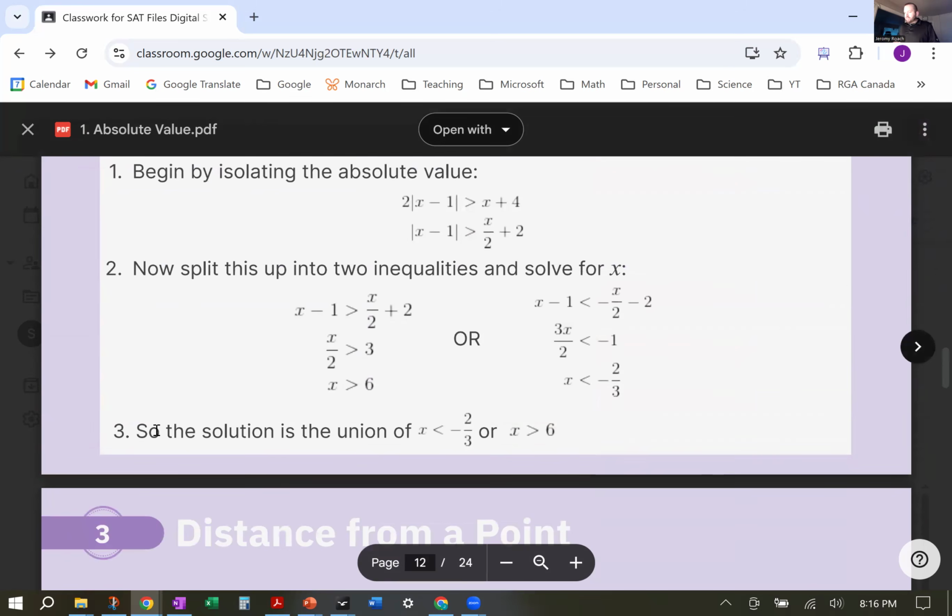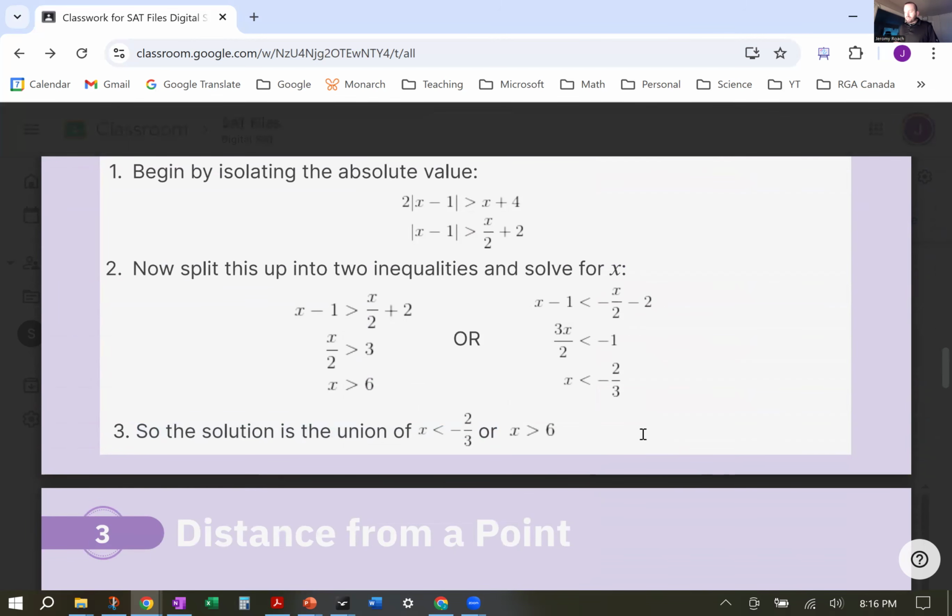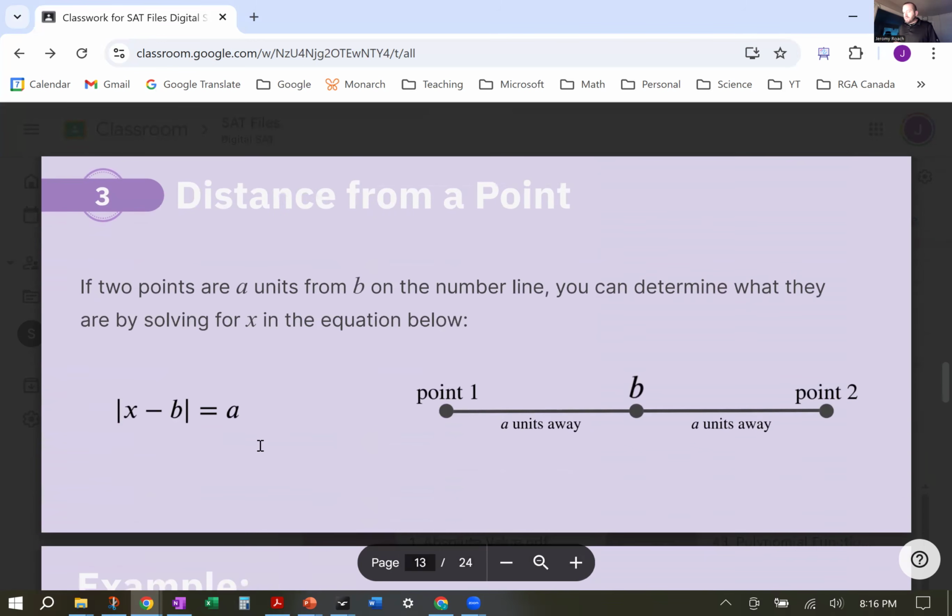So we just write the solution like this. We just write "or" between them, and that's good enough for the answer for this. This very last one is distance from a point. This is probably not going to be on the SAT, even though it's on the subject material. But I really think that you're not going to see a problem like this on the SAT.